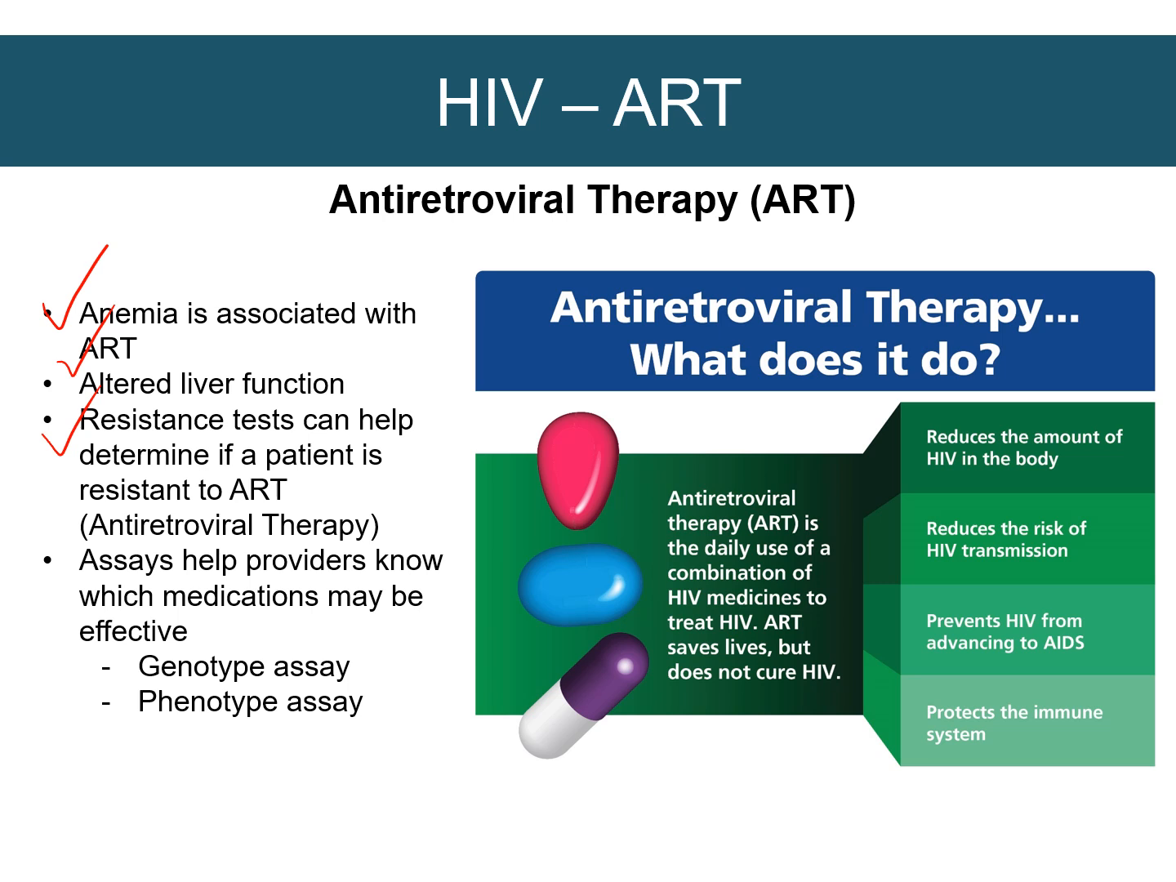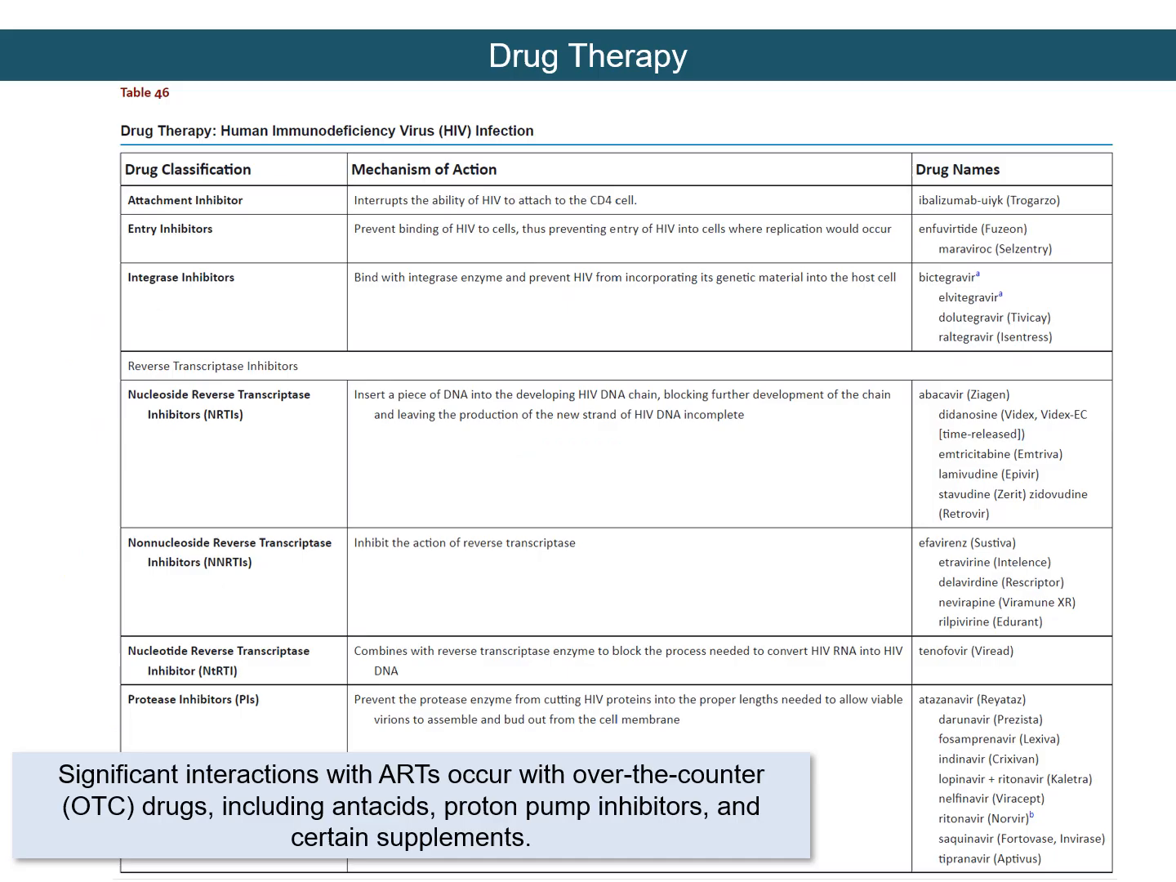Then we can do assays. This is like genetic testing to look deeper to see which medications would be more effective for a specific patient, and we refer to that as genotype assay and phenotype assay. This table is from your textbook. It lists the drug therapy for HIV. You can see all of these medications and their mechanism of action, with the names in the third column. You don't have to be super familiar with these names. We're going to refer to them as ART therapy as a whole.